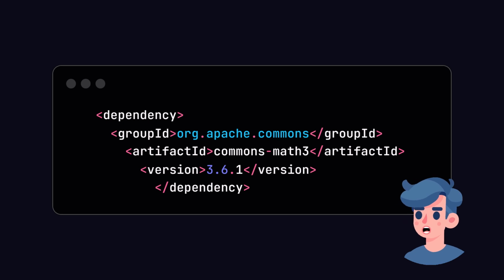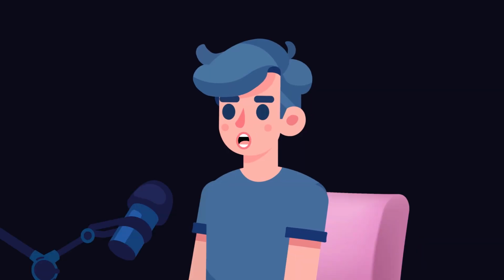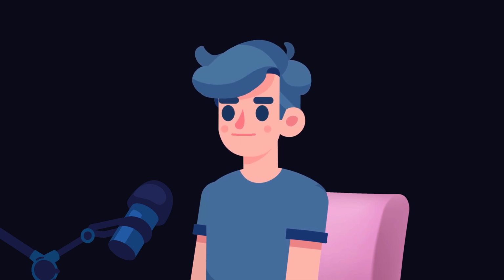Now, let's add the Apache Commons Math library to our project. If you're using Maven, just add the following dependency in your pom.xml file. If you're not using Maven, download the JAR file from the Apache Commons website and include it in your project's build path. Now we are all set to begin coding.